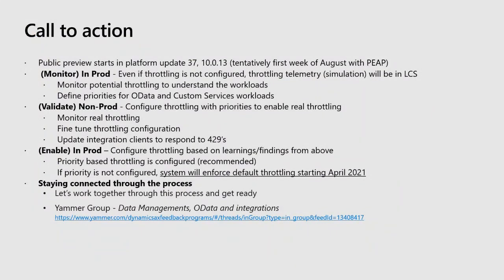Before we jump into Q&A, let's summarize and try to understand the call to action. These are some of the logical steps we should be thinking about starting now. As we said, platform update 37, which tentatively will be available in PEEP in early August, give or take a week or so, is when Throttling will be available as a preview. We should all start to look into it, play with it, understand how it practically works, and give us feedback.